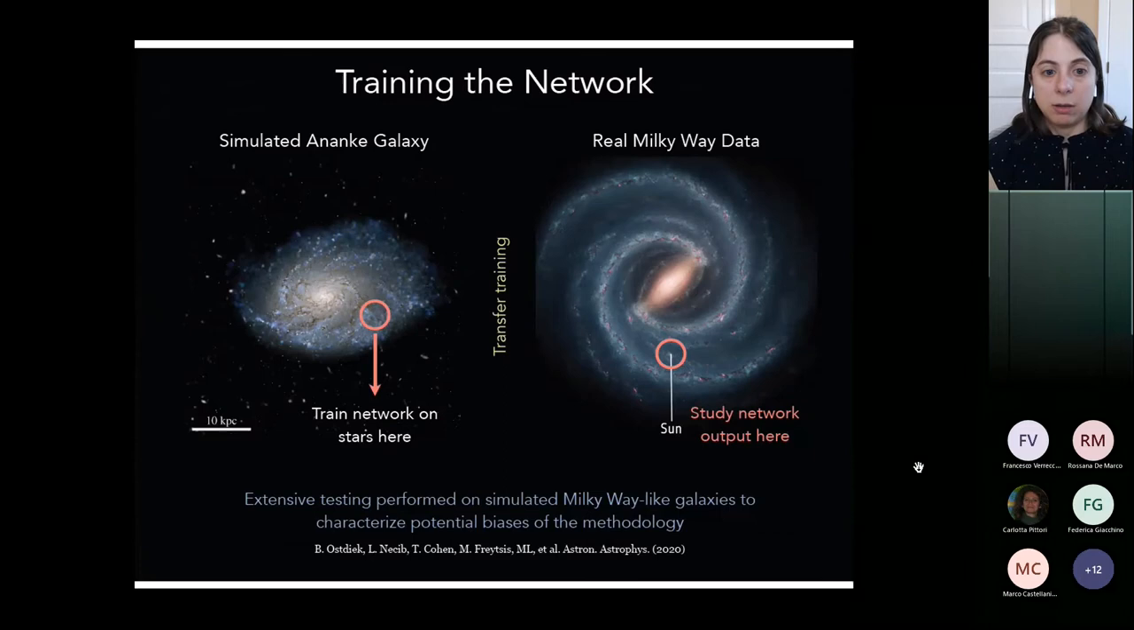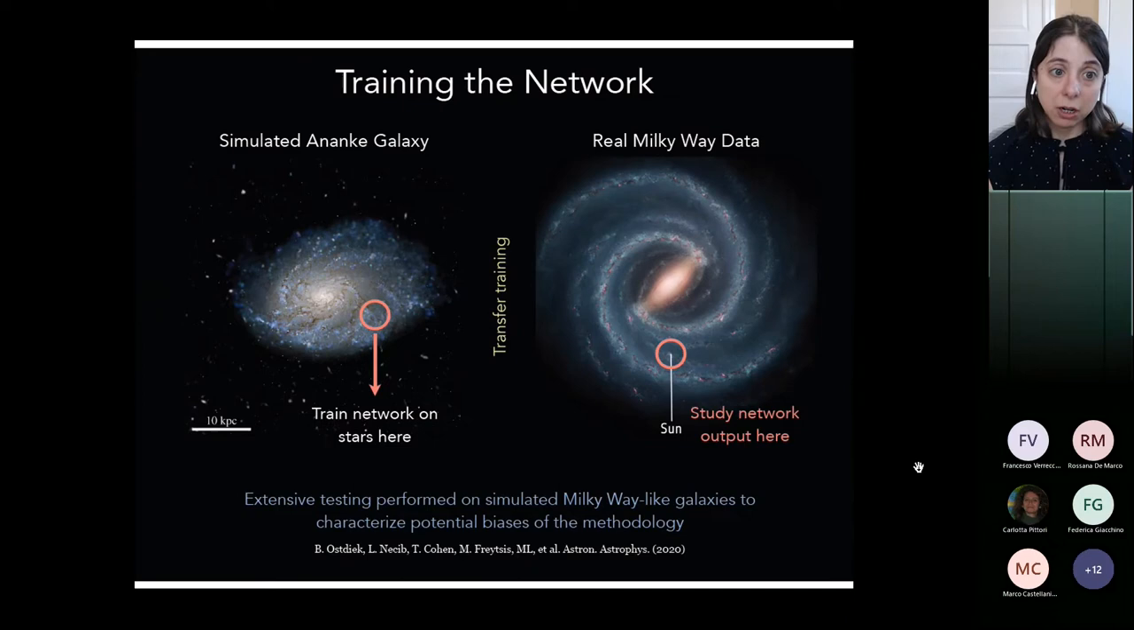So this is the procedure we used for training the network. We start with a simulated Ananke galaxy. We train the network on stars in one part of that galaxy, and then we apply it to the real Milky Way data near the solar position. Because of its training, the network is going to spit out a prediction for each star, with a probability of whether that star was born in the Milky Way disk or whether it came in from a merger.